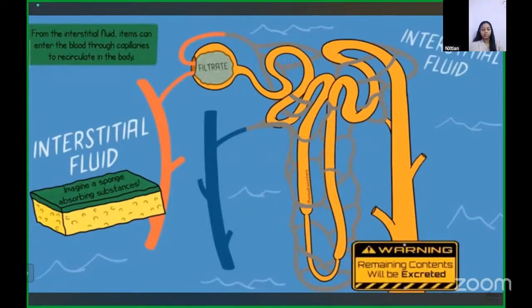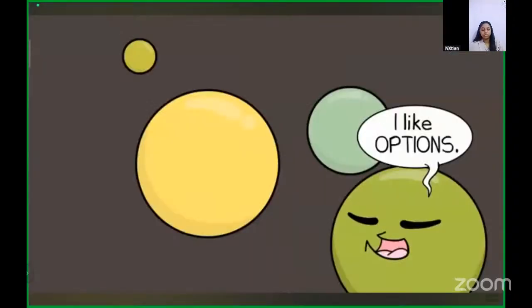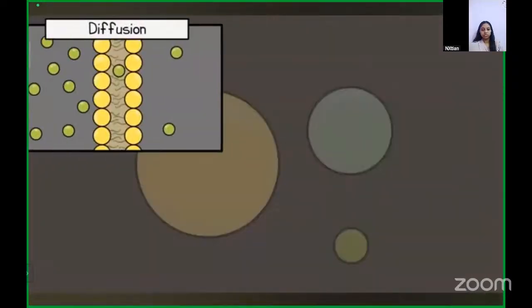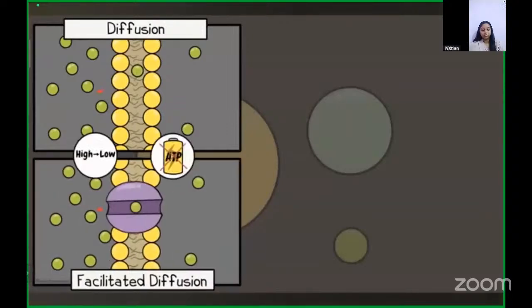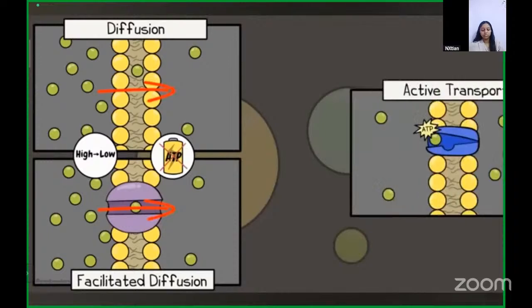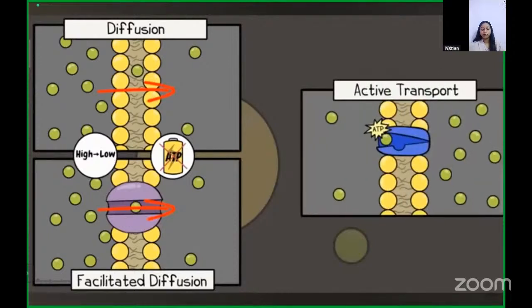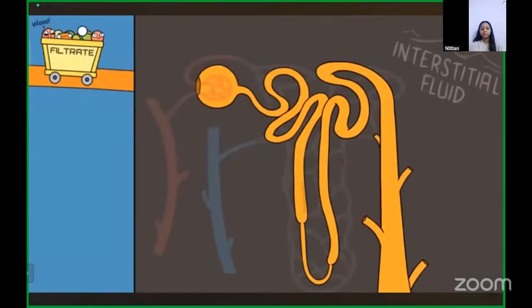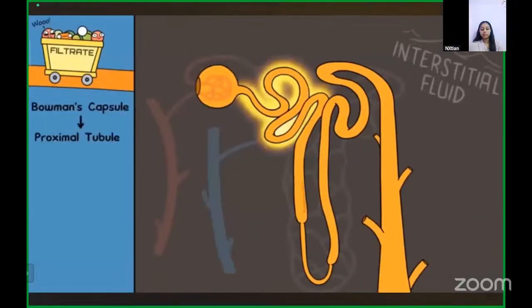But in order to get rid of some components and eventually excrete them as urine, those items will be in the tubes of the nephron, eventually to form urine. Some substances that enter or leave the nephron might travel by diffusion or facilitated diffusion, and those transport types move with the gradient from high to low concentration. But sometimes substances are transported by active transport, requiring ATP. Let's go. We're going from the Bowman's capsule to proximal tubule.